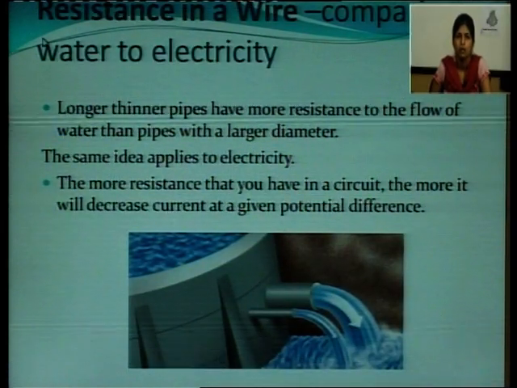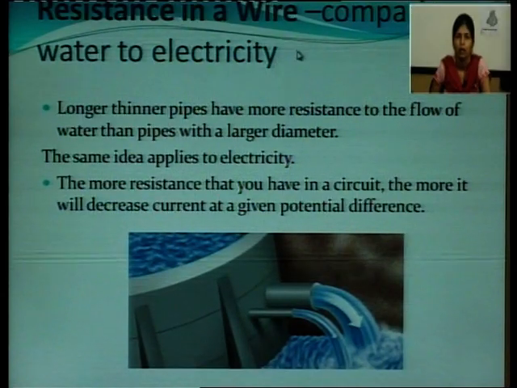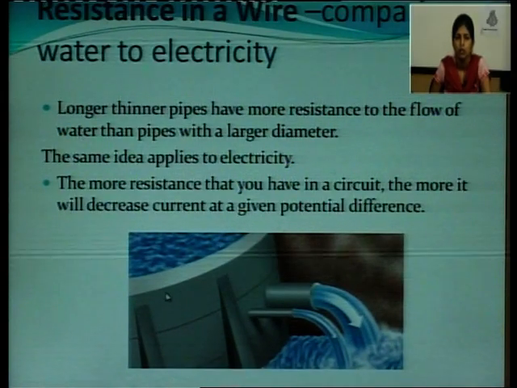So resistance in a wire, let us compare it with water to the electricity. So see, this is a tank which has two types of pipes.